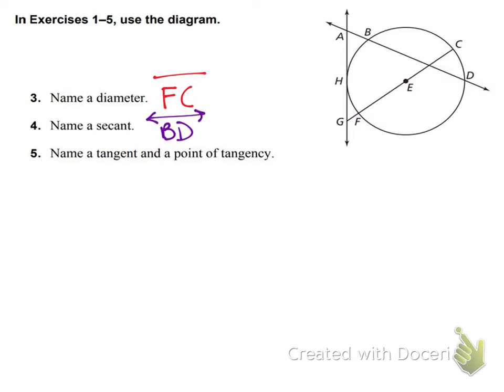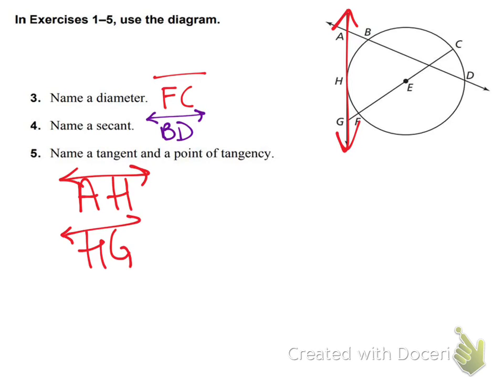And then it says name a tangent line. So that would be AH, or you could say HG, or you could say AG. Those are all the same. And then what is the point of tangency? H. Make sure you answered both parts.